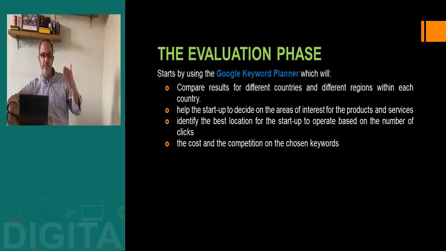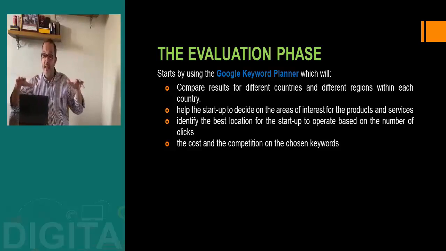Then the evaluation phase will come in the process. It starts by using the Google Keyword Planner, and you will be able to compare the results for different countries, different regions, to help the startup decide on the areas of interest for the products and services.